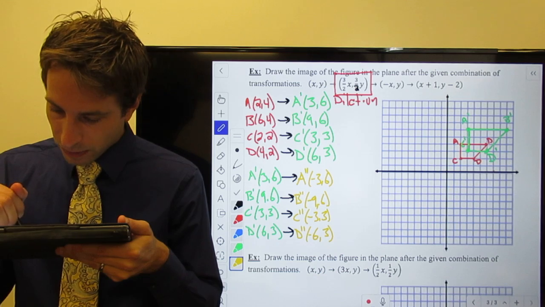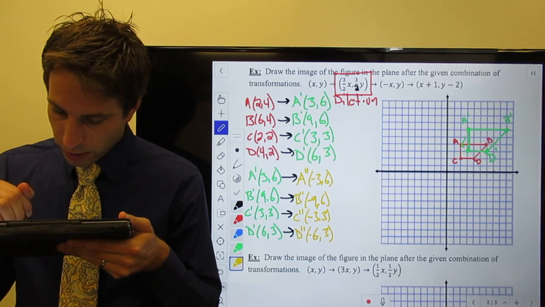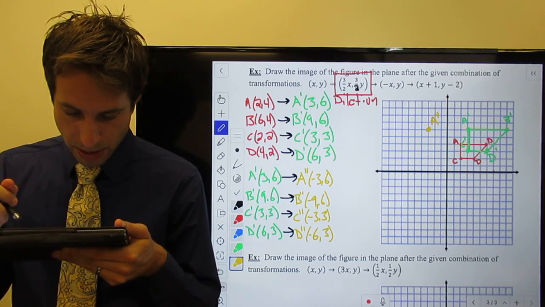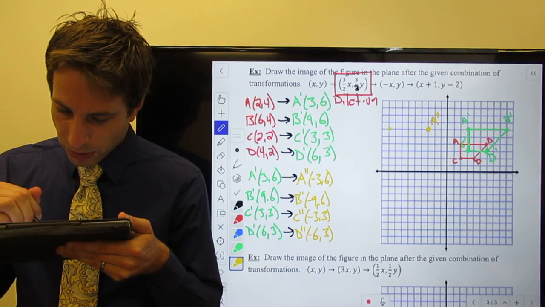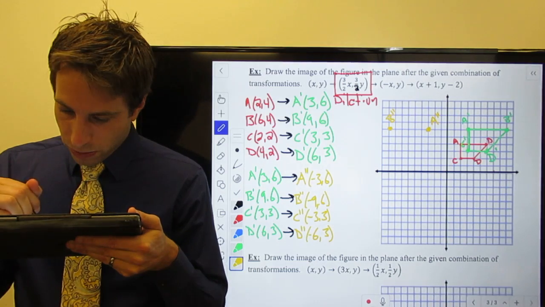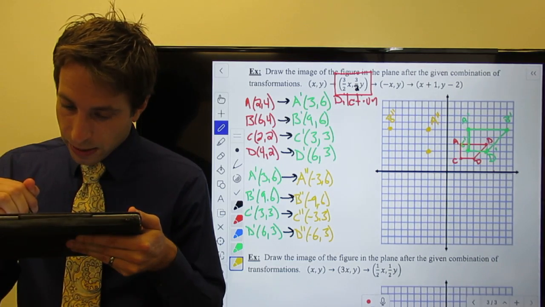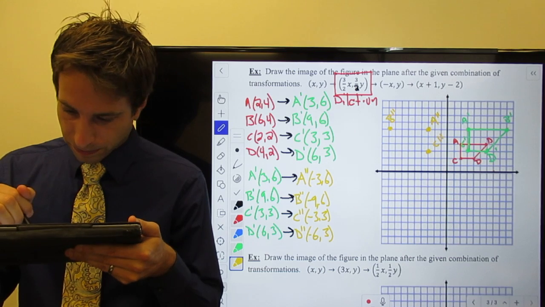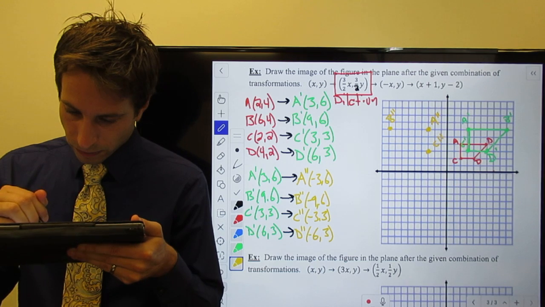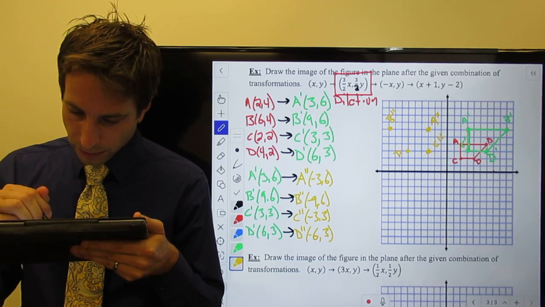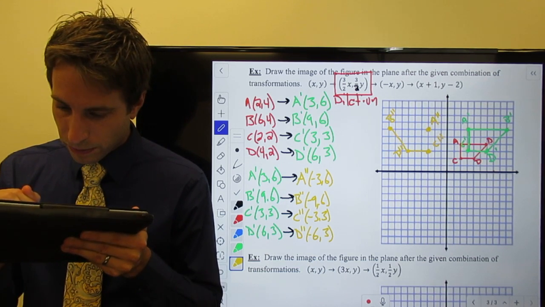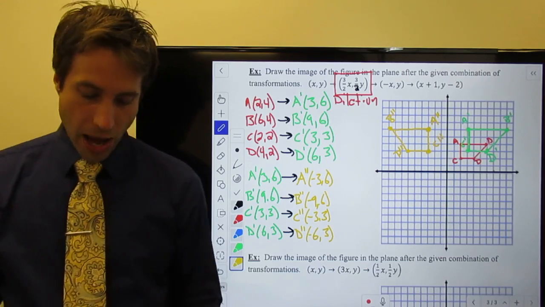Okay, here we go. 1, 2, 3. Right there. A double prime. B, negative 9, 6 puts me right there for B double prime. C double prime. And D double prime. Boom, boom, boom, boom. Hey, what does that look like?